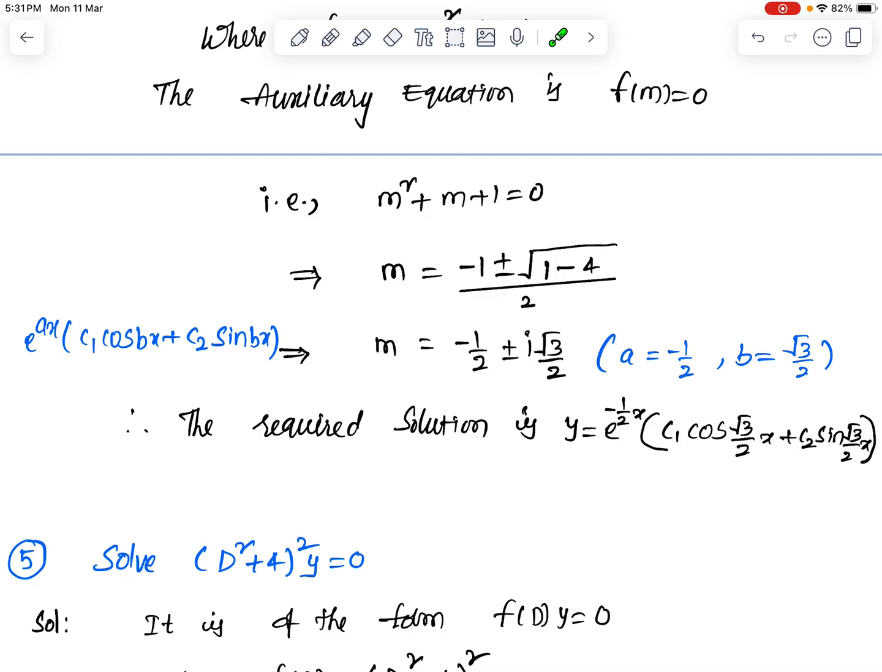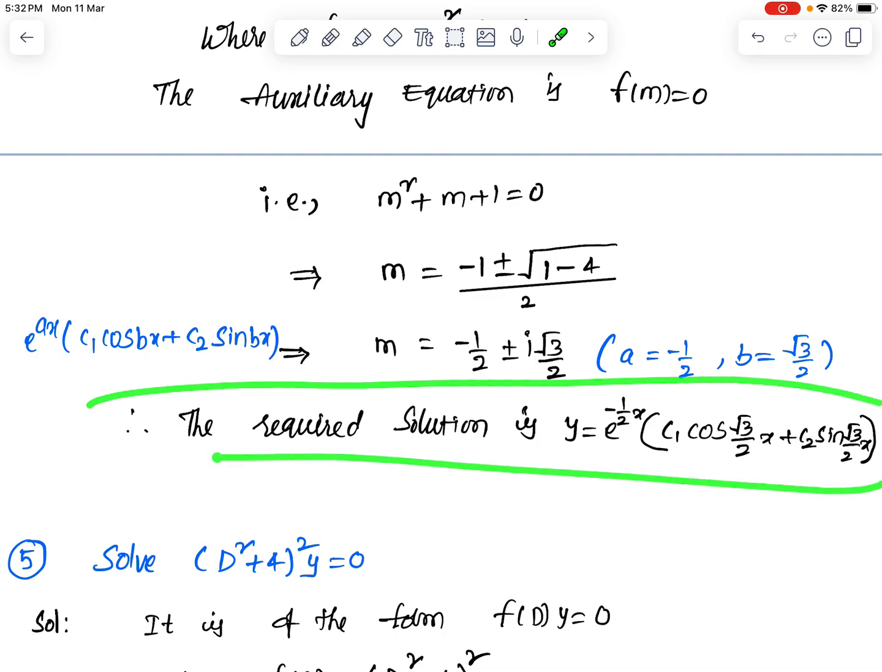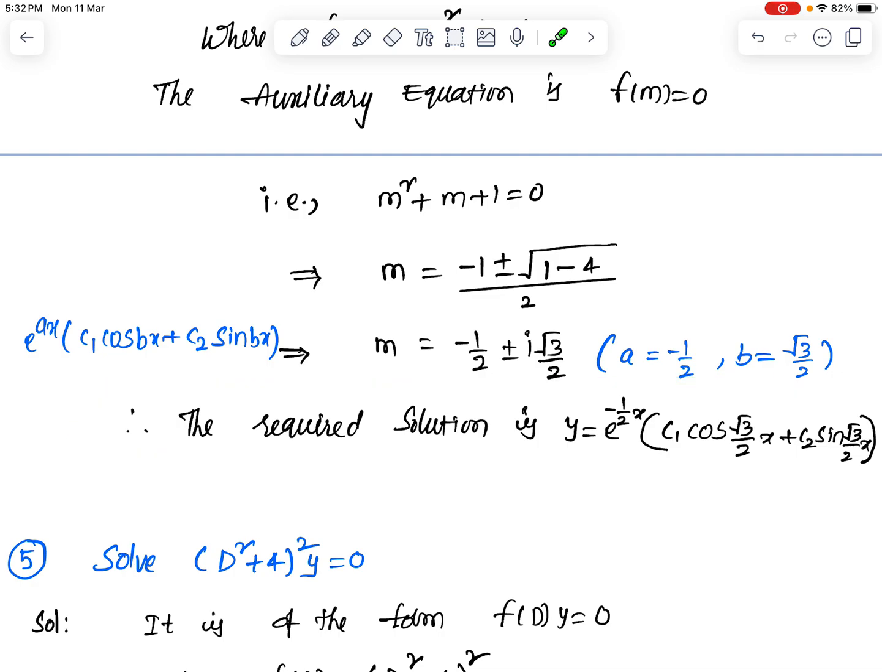For this, what is the general solution? For complex roots, what is the general solution? Complex conjugate roots, then e power a x, here a value is minus 1 by 2, b value is root 3 by 2. Here y is equal to e power minus 1 by 2 x into c1 cos root 3 by 2 x plus c2 sin root 3 by 2 x. It is the general solution. It is the complementary function when roots are complex conjugate.